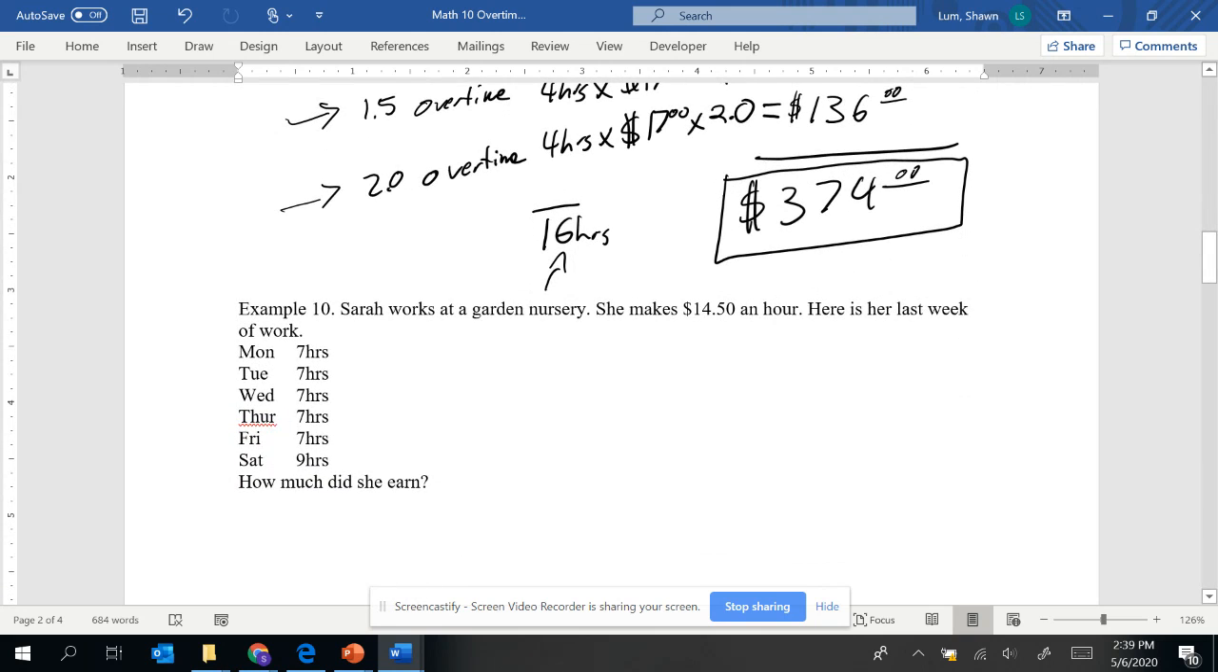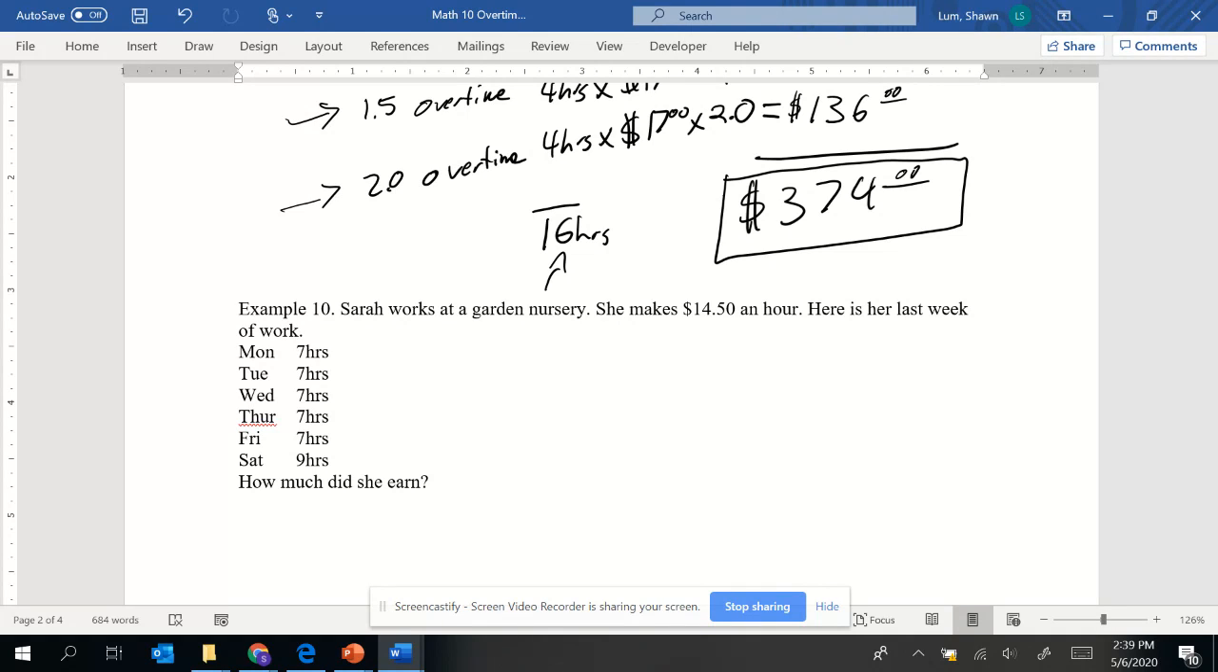Now, here's the next one. It says Sarah works at a garden nursery. She makes $14.50 an hour. Here is her last week of work. How much money did she earn? Okay, so this one's going to be a lot more complex now, and I'm going to show you why.